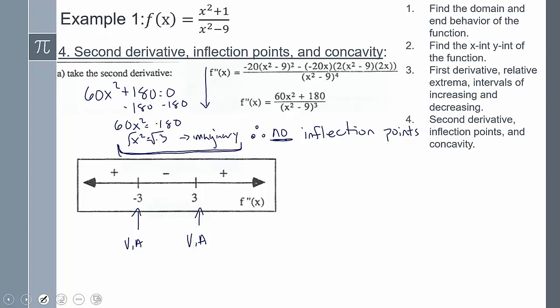So your vertical asymptotes, we still have those, right? Because if we find the undefined values and set the bottom equal to 0, you're going to get negative 3 and positive 3. And so this is going to be concave up, concave down, concave up. That's going to help us with our sketch.